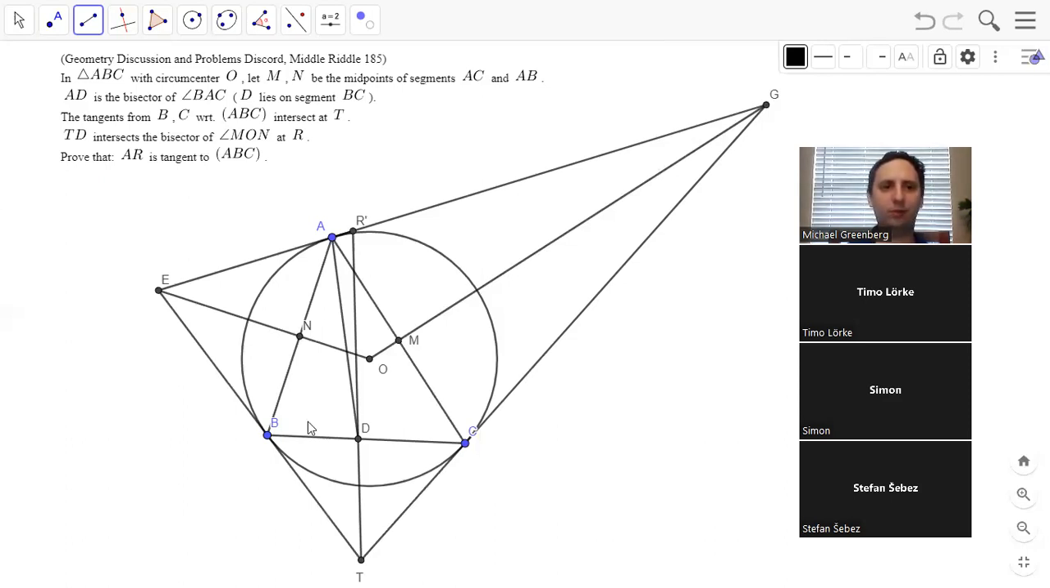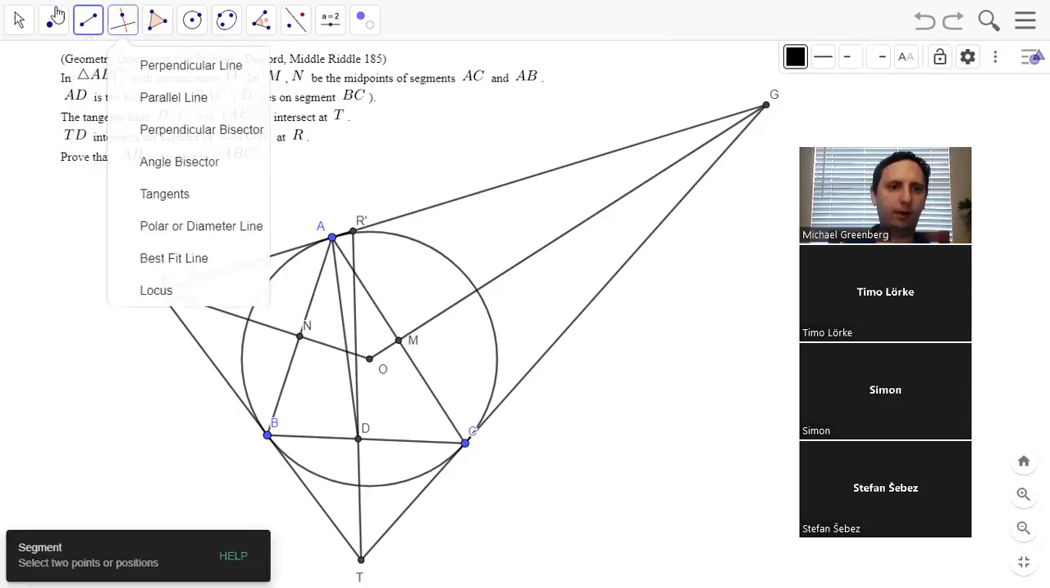I wonder if we can use projective geometry instead of trig. Because we can project B, D and C through T onto E, R prime and G. So really we would need one more point. We could either make it the intersection of this with BC, or the midpoint of BC that we project through. Like we could just do trig, but I think there might be a way to do it with just projective geometry.